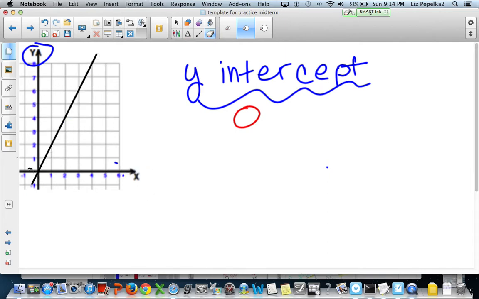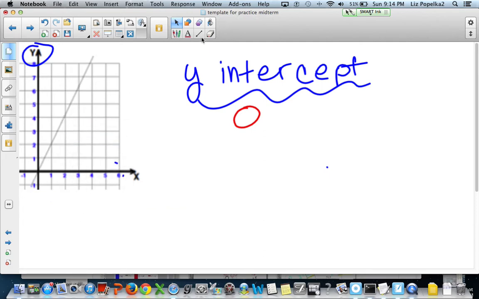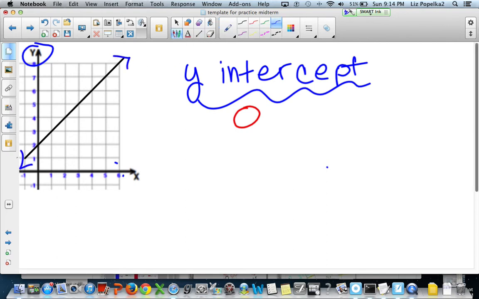Let me do another example of a y-intercept. Okay, so I'm going to add a line here. In this case, the place where our graph intercepts the y-axis, meaning where it hits it, the y-intercept is now a 2. The y-intercept is a 2.